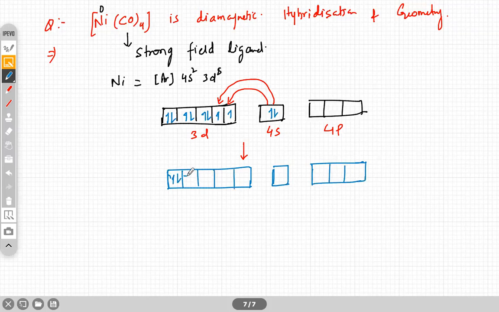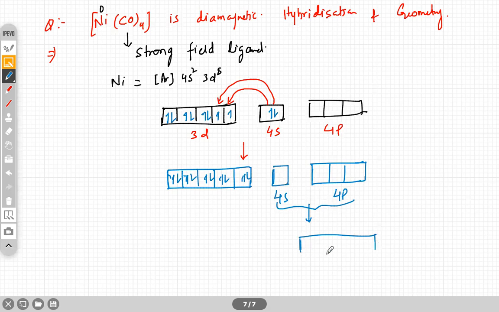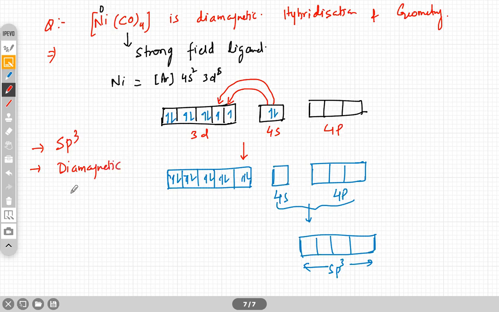We have 2 electrons in each of these orbitals. This is vacant, 4s and 4p. So this goes under hybridization and it forms again sp3 hybridized orbital. So hybridization for this complex is sp3. All electrons paired, so it is diamagnetic. Geometry is tetrahedral.